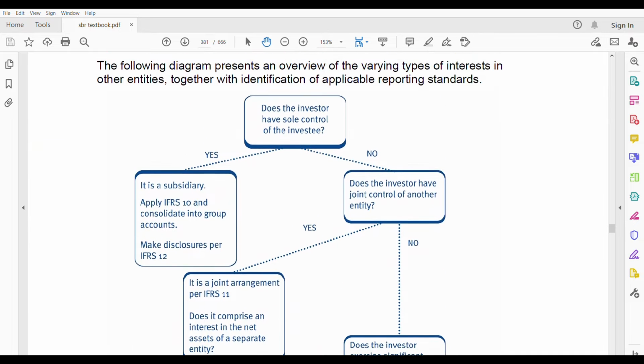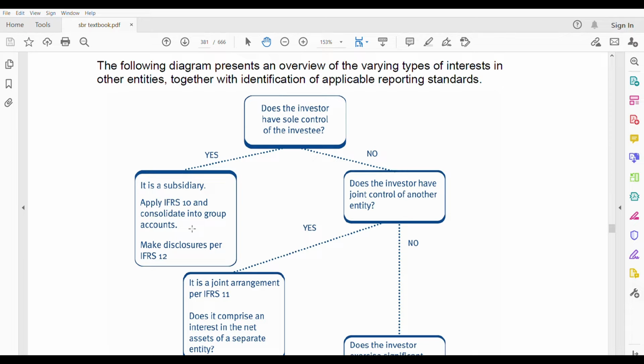Before I start group accounting, we need to go through this diagram. This diagram will tell you which standard to use. So the first question you need to ask: do you have control over the investee? If it's yes, then it is a subsidiary. Control means more than 50%. If you have acquired more than 50%, you have control, it's a subsidiary. Then you have to apply IFRS 10. IFRS 10 is consolidation. So you need to consolidate according to IFRS 10 and make disclosure per IFRS 12. What is IFRS 12? Interests in other entities.